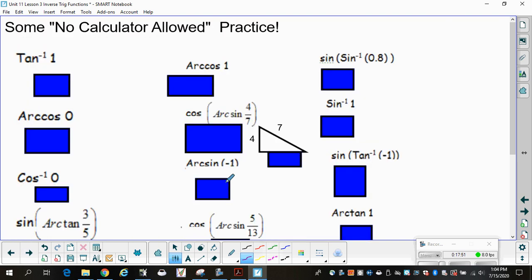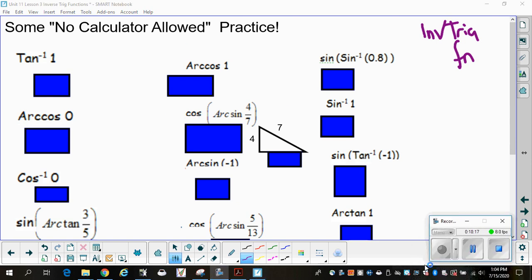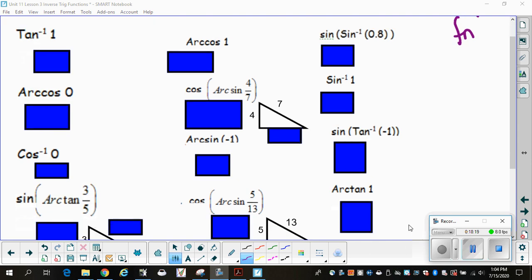Right, so here's some no calculator practice. What you want to do is pause the video and try each one of these. Now notice this is an inverse trig function. Okay, so that means I only want one answer. I don't want from 0 to 2 pi, I just want one answer. So pause the video and try these, and then start the video to see if you're right.